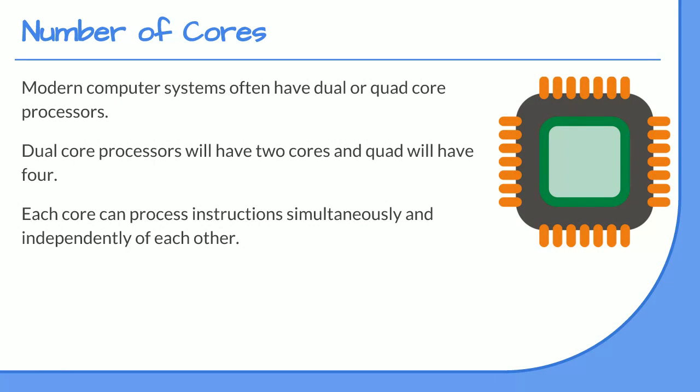The other part of a characteristic of CPU is the number of cores it has. Now, modern computer systems will have multiple cores in their CPUs. For example, dual core, which means it has 2 cores, and quad core, which means it has 4 cores. Each core can execute instructions simultaneously and independently of each other. However, it isn't the case that a dual core processor would be twice as fast as a single core. It would perform a lot faster. However, there are a lot of factors that you have to take into account when looking at the speed of a CPU. So generally, the more cores a CPU has, the better it will perform.